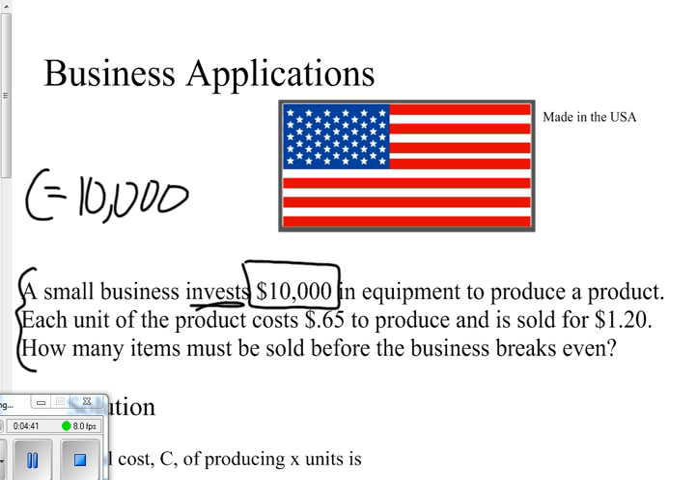So the 65 cents, if it costs us 65 cents to make one unit, how would I include this with my cost equation? Yep, plus 0.65x. So this company first invested that 10,000, and then any units they want to make, the additional cost would be 0.65 times x.